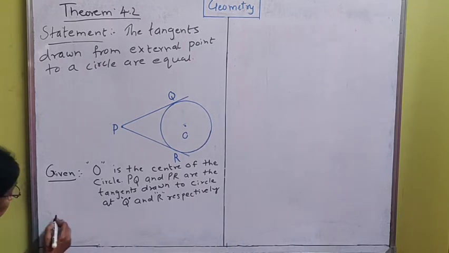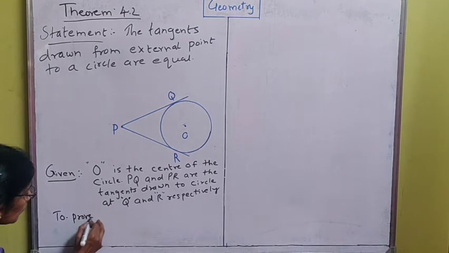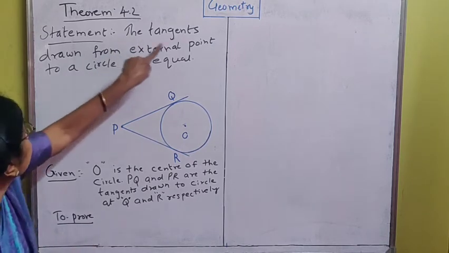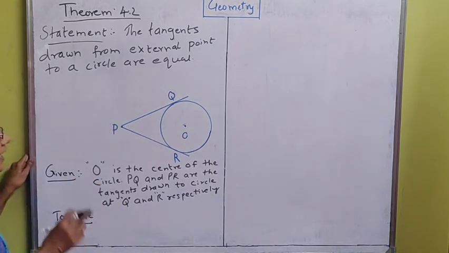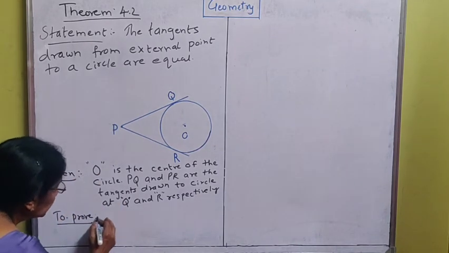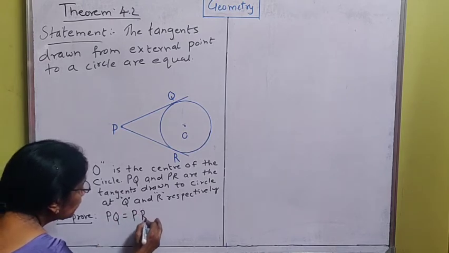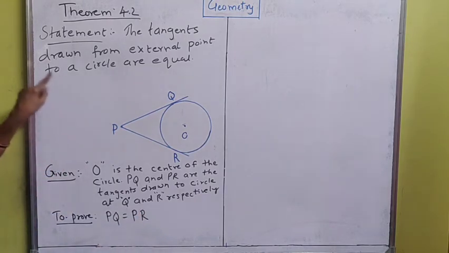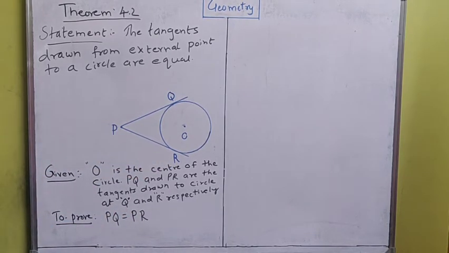So what we have to prove? The tangents, which are PQ and PR, are equal. So you have to prove PQ is equal to PR. The tangents drawn from an external point to a circle are equal.